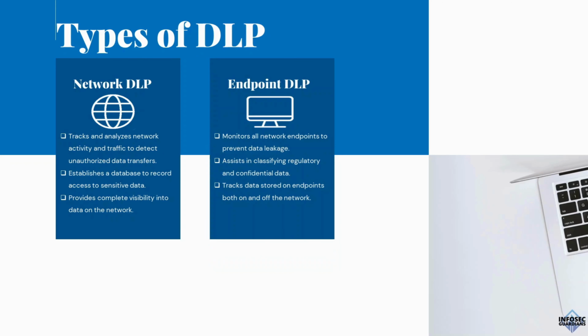Endpoint DLP. Endpoint DLP monitors all network endpoints, including servers, desktops, laptops, and mobile devices, to prevent data leakage, loss, or misuse. It assists in classifying regulatory, confidential, or business-critical data and tracks data stored on endpoints both on and off the network. For example, an enterprise may deploy Endpoint DLP on employee laptops to prevent the unauthorized transfer of sensitive company documents to personal devices or cloud storage services.